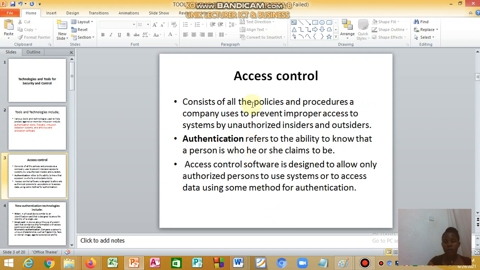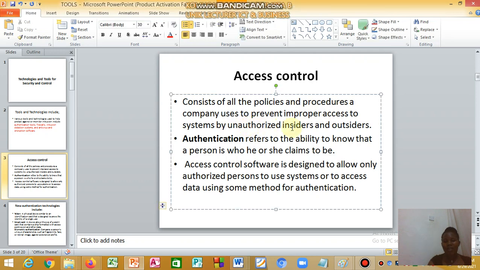Under access tools, we've already said in our threats we had system access. So what tool do we need? The access control. It consists of all policies and procedures a company uses to prevent improper access to the system by unauthorized insiders and outsiders. Some insiders can be unauthorized to a certain place, and even outsiders are not allowed to access a certain place.